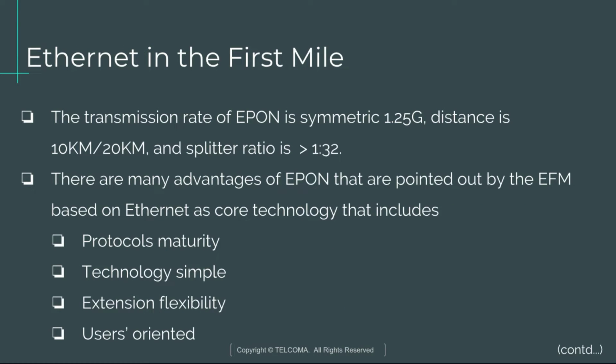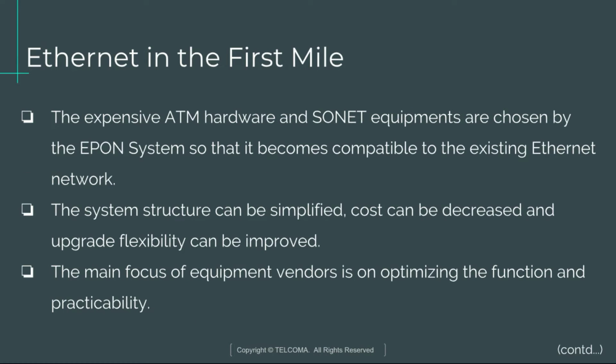The transmission rate of EPON is symmetric, 1.25 G, distance is 10 km or 20 km, and splitter ratio is greater than 1:32. There are many advantages of EPON that are pointed out by the EFM based on the Ethernet as core technology that includes protocol's maturity, technology simple, extension flexibility, users oriented.